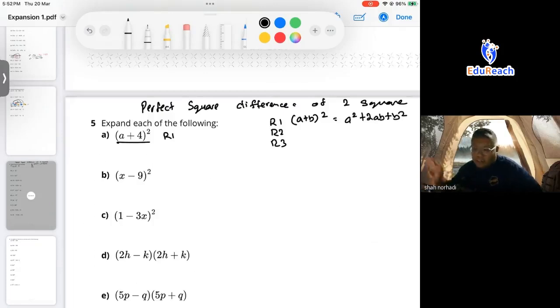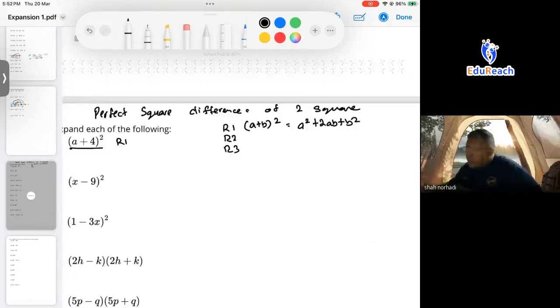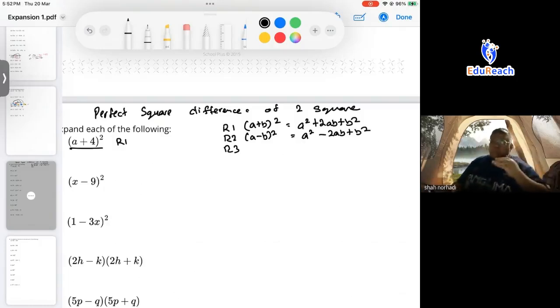Okay, I'm just going to go through first. Then rule 2 will be the minus a minus b square. I'm just going to write down first. Then you have a square minus 2ab plus b square. So the difference between rule 1 and rule 2, right? After you expand, it is just the plus 2ab and the minus 2ab. That's the difference only. Right?